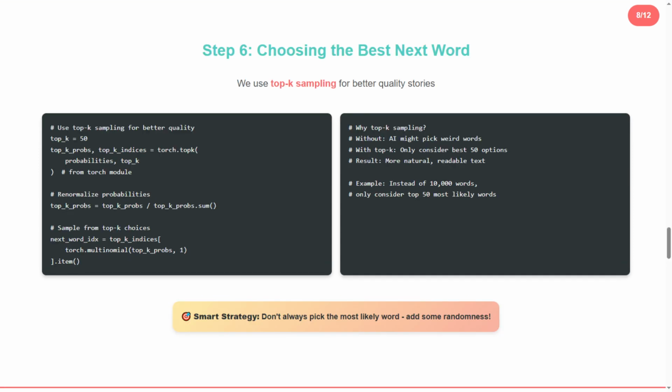Here's a pro move that separates good AI from great AI, top K sampling. Instead of considering all 10,000 possible words, we only look at the top 50 most likely candidates. Why? Because sometimes the AI might think weird, unlikely words could work, but we want natural, readable stories. By focusing on the best options and adding a touch of randomness, we get text that flows beautifully. It's like having a smart filter that keeps the creativity but removes the chaos.